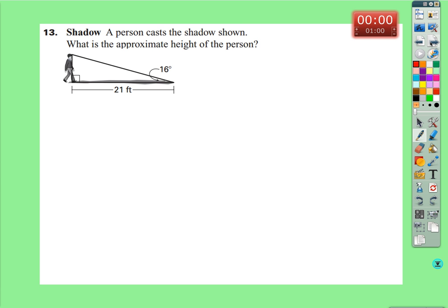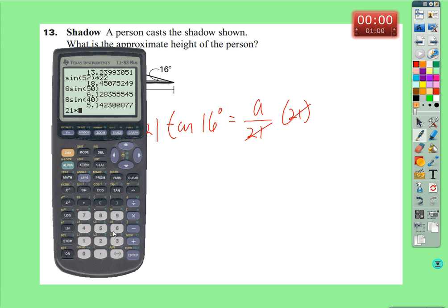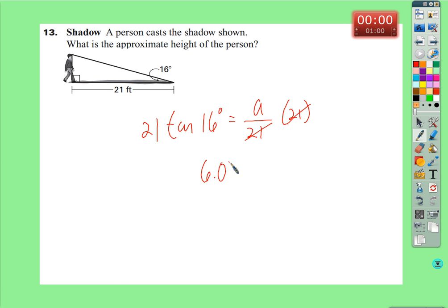So now we just want to be kind of exacting, like surgical, use exactly the right trig function. It involves the variables and the knowns. Tangent. The tangent of, I'm assuming, 16 degrees equals opposite A over 21. Multiply by 21, 21 times the tangent of 16 degrees.